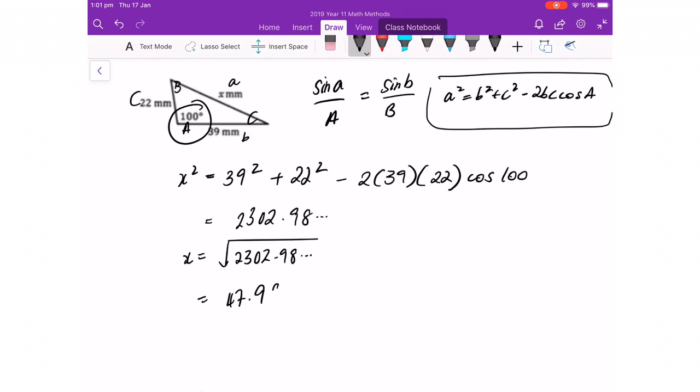47.99. If I round it to 2 decimal places, that's approximately 48, not degrees, millimeters here, sorry. I'm making sure you use the right units as well. Always double underline your answer or highlight it just so that the teacher knows which number you're looking at.